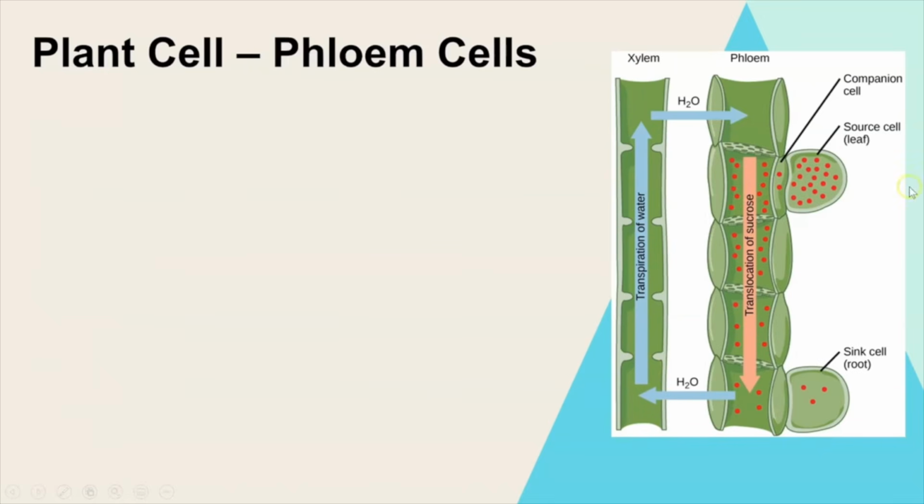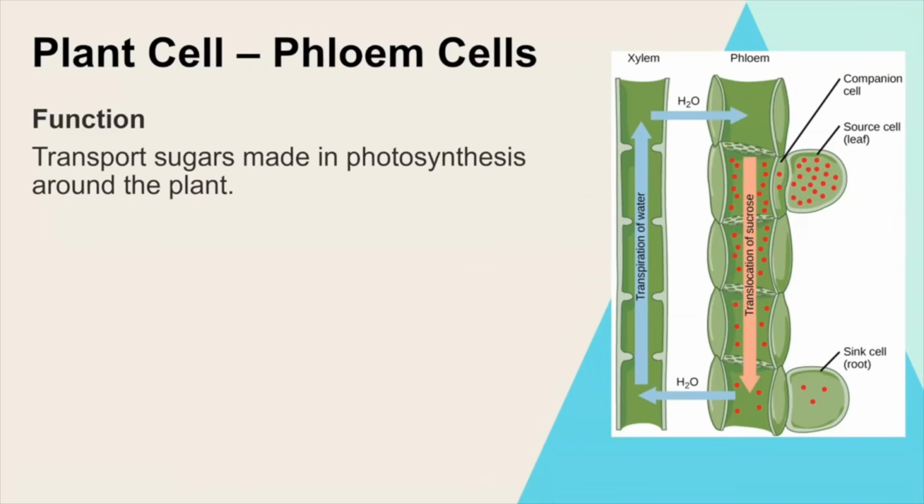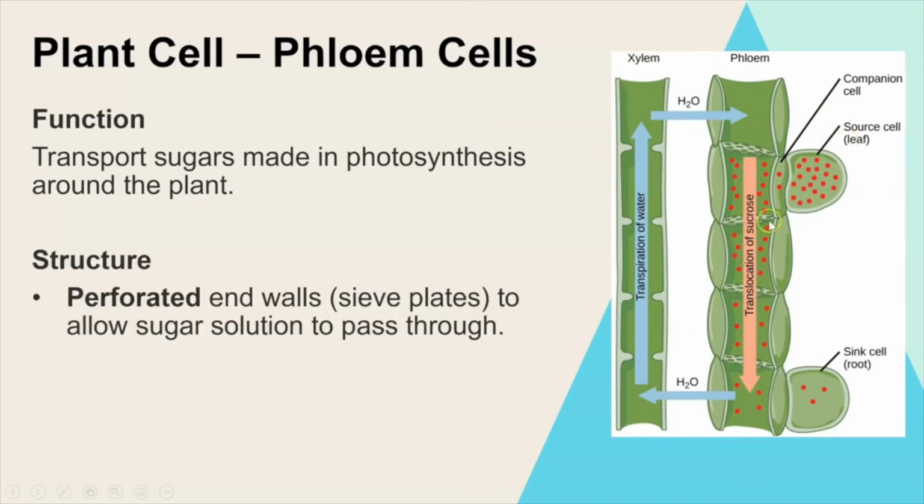So phloem cells, we can see that next to the xylem. The function of these phloem cells is to transport sugars that have been made in the leaf in photosynthesis around the plant. The structures then, hopefully you can see here this perforated, which just means there's lots of holes in it, this perforated cell wall. And we call it a sieve plate because it's a bit like a sieve, it's got lots of holes in. And that will allow the sugar solution to transport around the plant.